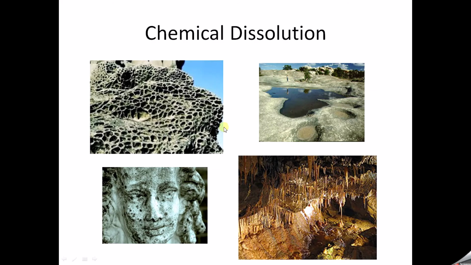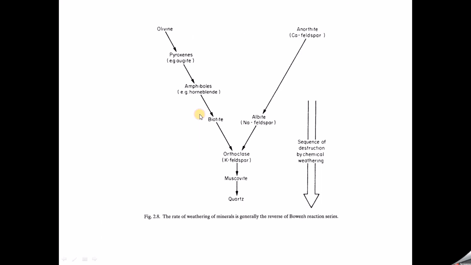Okay, let's look at the chemical solution. These are karstic features created in the limestone due to the solution. So the chemical weathering is basically the reverse of Bowen's reaction series.